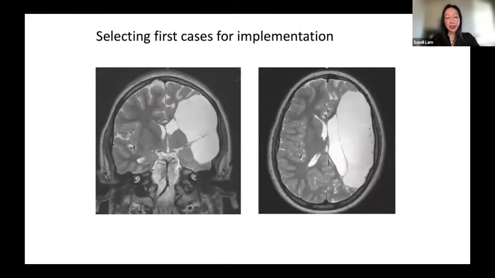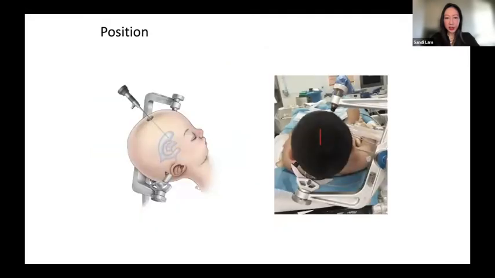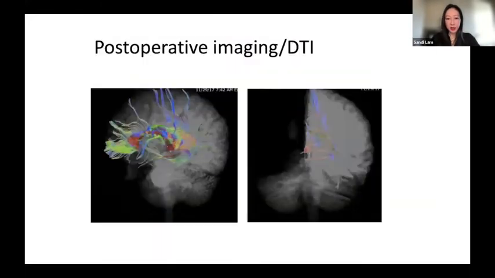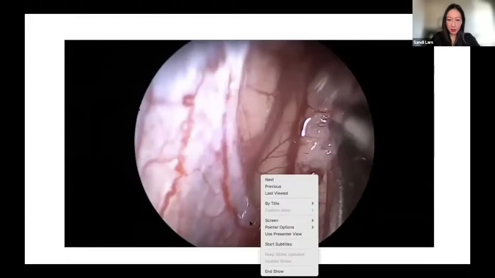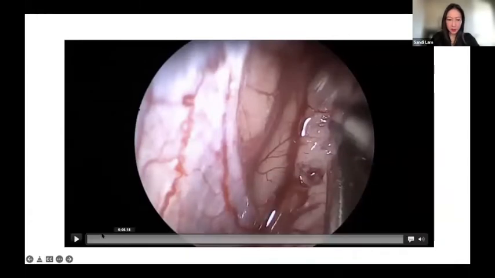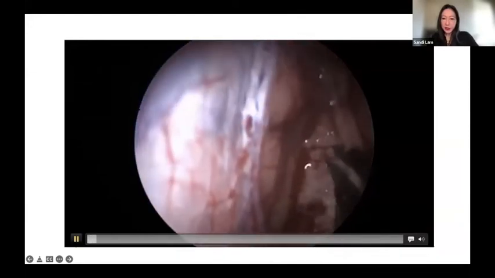And then really case selection is very important. You have to set yourself up for success and choose really the cases that are much more viable for you to put your instruments in and have that learning curve. So navigating with the endoscope and then thinking through your positioning and then looking at the ergonomics and your setup. And then here, I'll show you the video.